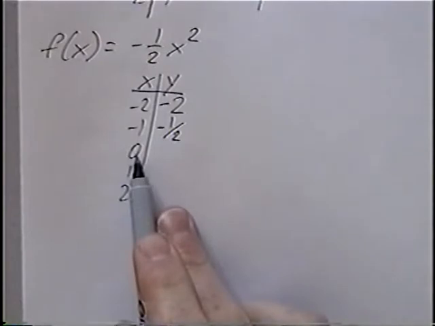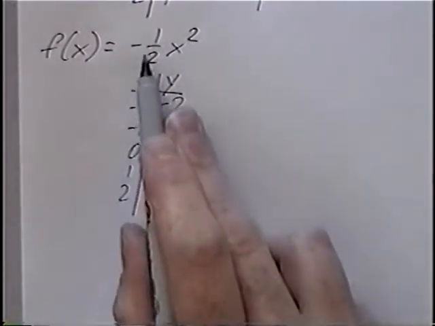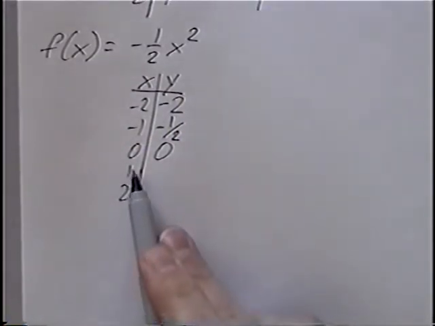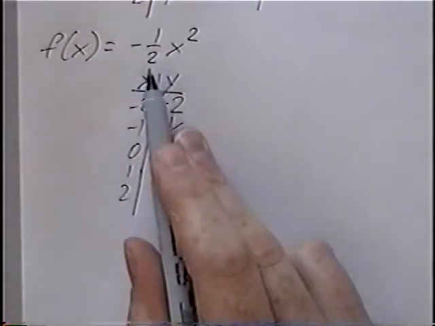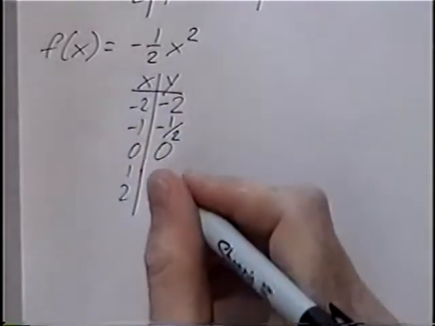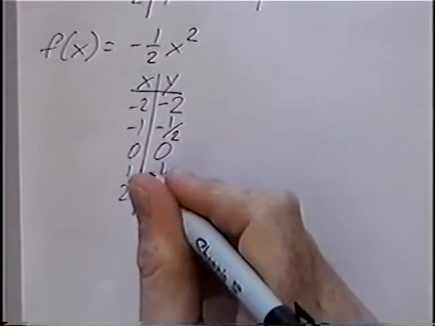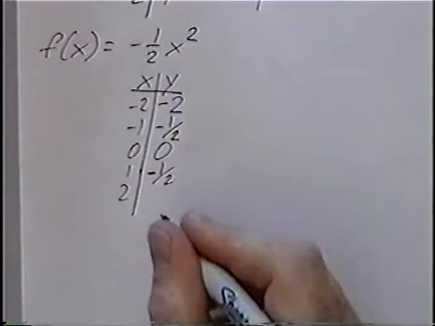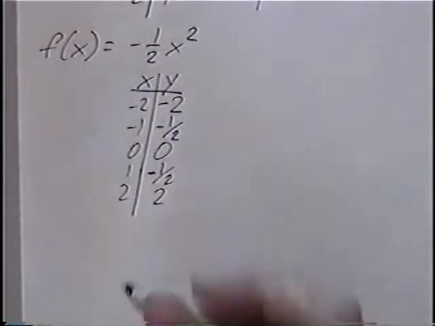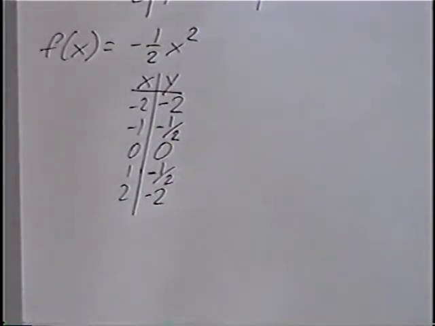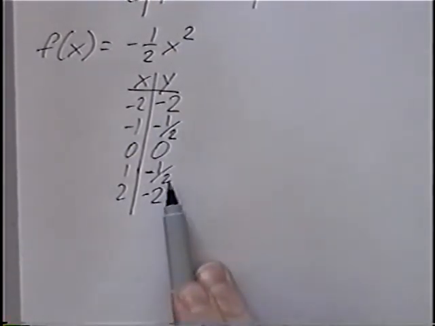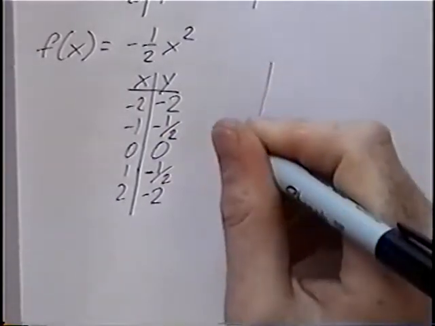0 squared would be 0. Half of 0 is still 0, and -0 would still be 0. 1 squared would be 1. Half of 1 would be 1/2. Negative makes it -1/2. And last number, 2 squared. 2 squared would be 4. Half of 4 would be 2, and negative outside makes it -2. What you'll notice on parabolas is we'll have the same y value for a couple points, and that's what makes the parabola or U shape.